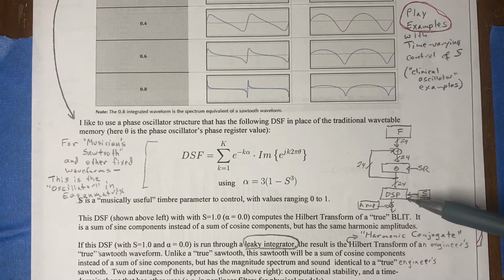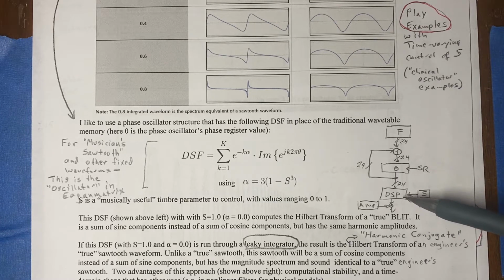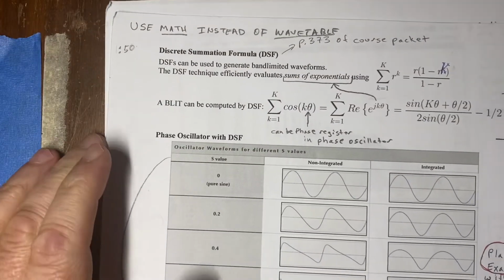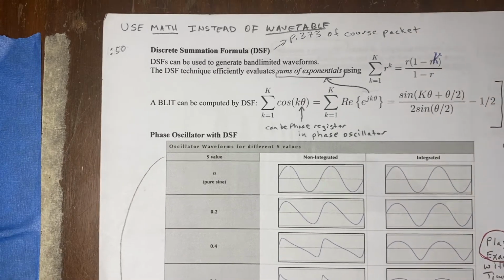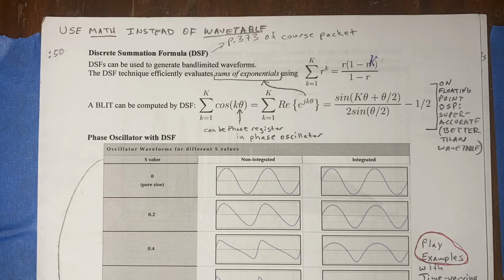So you can have all the same setup, this thing that generates the phase with 24 bits of accuracy. In the math function, you might as well feed in 24 bits. This math function has two parameters, S and K, which I'll talk about a little later. DSF stands for discrete summation formula. If you have the processor to do it, you can do a discrete summation formula.